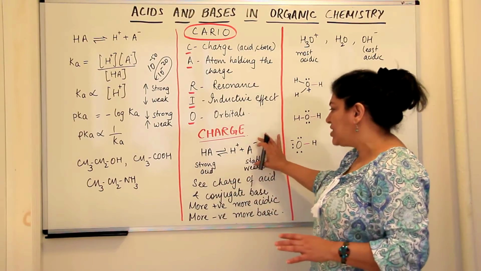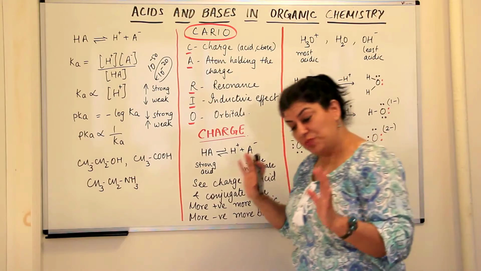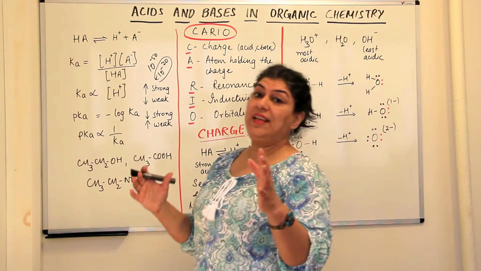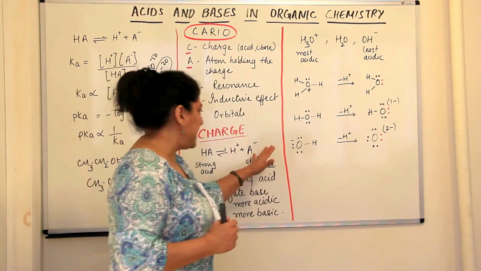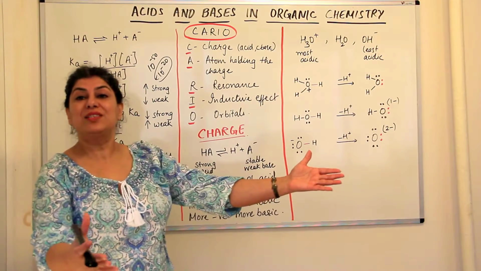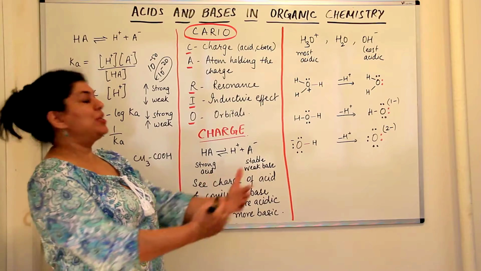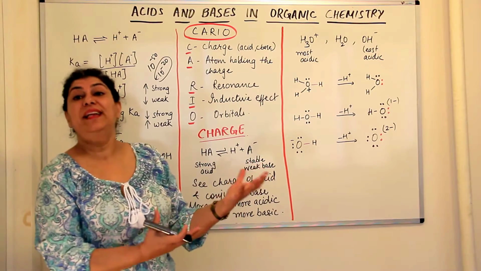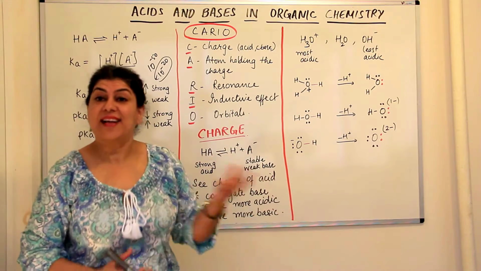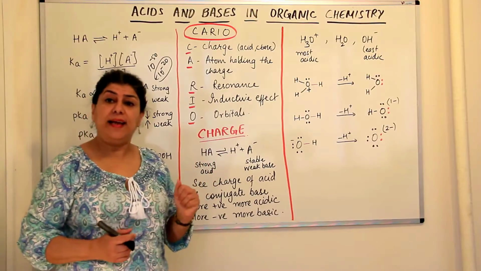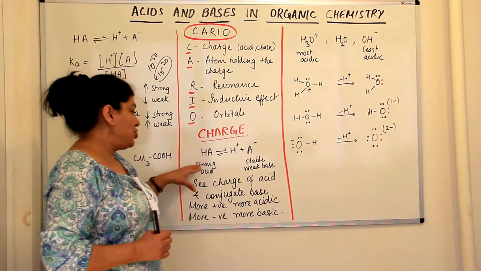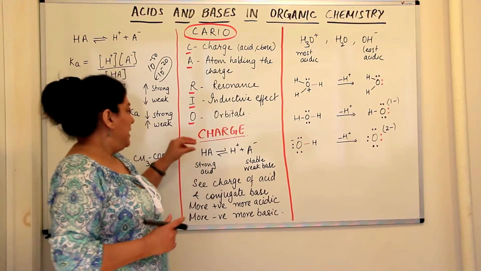Rather, it would like to stay as A negative because it is more stable as A negative. Since A negative remains as it is and H positive remains as H positive, the acid is producing more H positive ions, and hence the acid is a stronger acid.